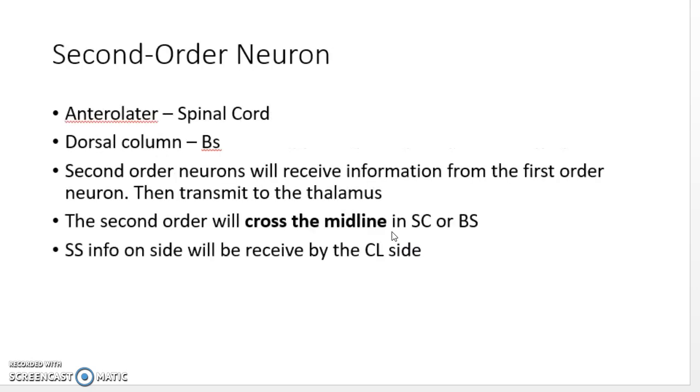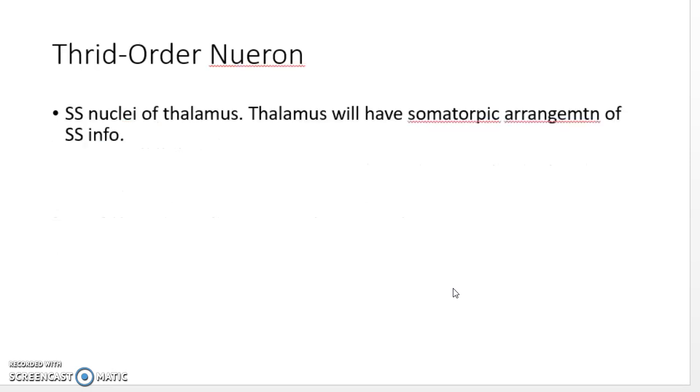And then the second neuron is where the main differences come. The second order neuron is where the synapse occurs. The anterolateral, remember, synapses pretty early on in the spinal cord, whereas the dorsal column will synapse in the brainstem, in the medulla. And the second order neuron for both is going to cross the midline.